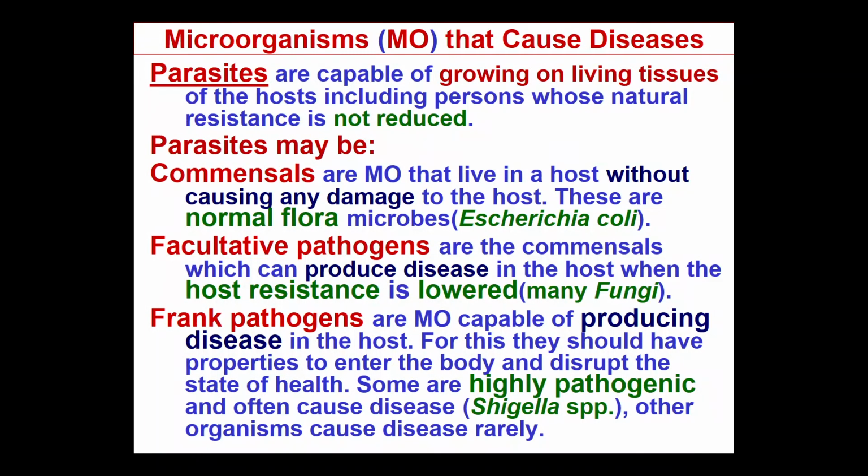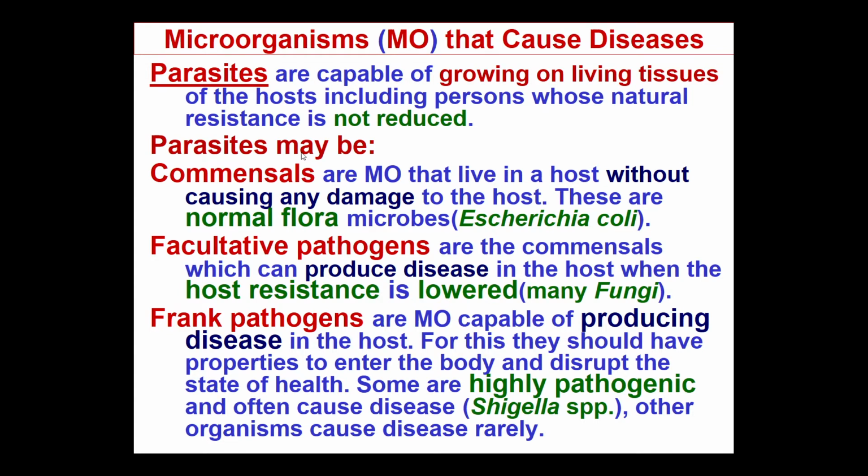Parasites are the second group of organisms. In contrast to saprophytes, parasites are capable of growing on living tissues of the host, including persons whose natural resistance is not reduced. It means parasites may live on living tissues of hosts even in case of the normal function and normal status of the immune system of these hosts. Parasites are different. They have different capacity of colonizing the tissues of healthy people.